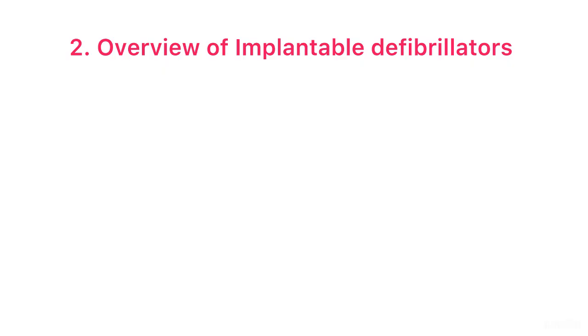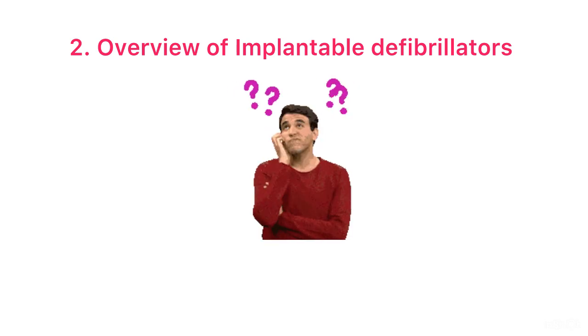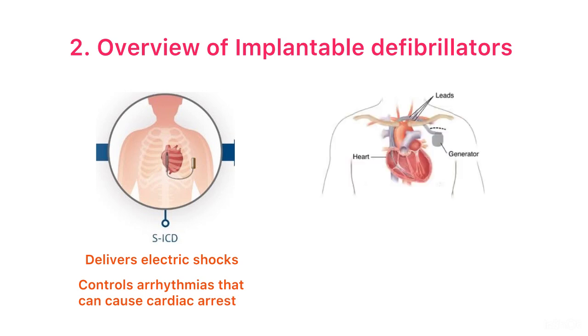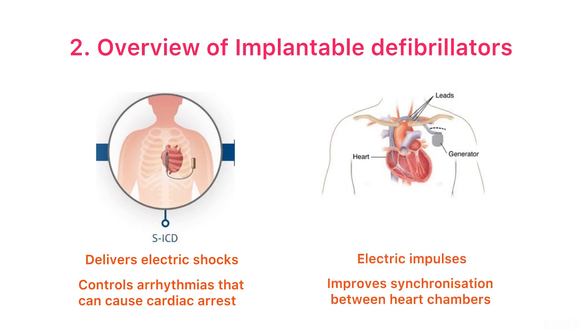2. Overview of implantable defibrillators. You might wonder what a defibrillator is. An implantable defibrillator delivers control of life-threatening arrhythmias that can cause sudden cardiac arrest. Whereas a pacemaker regulates the heart's rate and rhythm by sending electrical pulses to the heart and improves the synchronization between the heart's chambers. Transvenous implantable pacing cardioverter defibrillator (ICD).